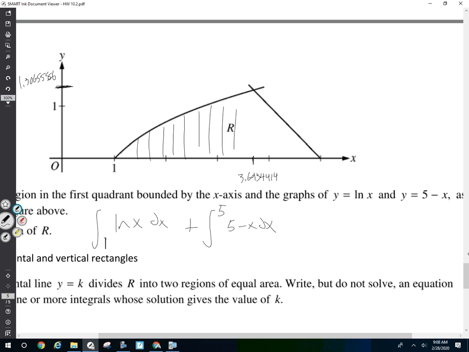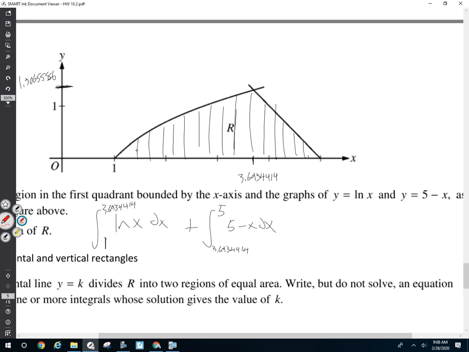All right, so summing them up from 1 to 3.69344414, and then 3.69344414 of these tops, which is the 5 minus x. So I need those two integrals using those vertical rectangles.